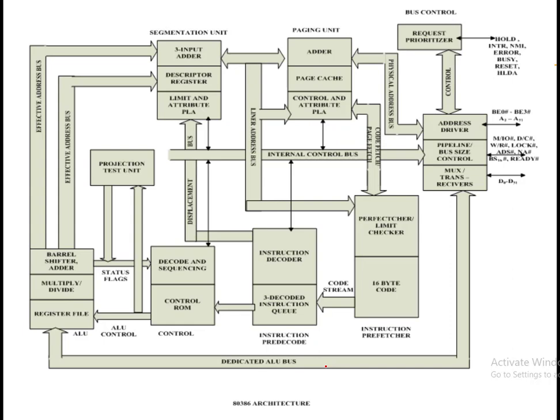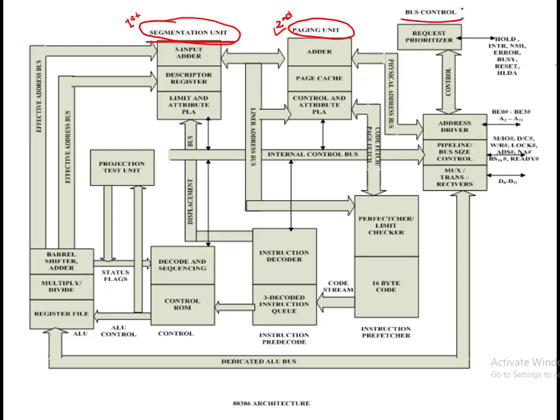This is the 80386 architectural diagram, where we can see this is the paging unit. Before that, there is a segmentation unit. This is the first stage of address translation, and this is the second stage. So first segmentation will be performed, and then paging will be performed. Once the paging unit is completed, it goes to the bus control unit.